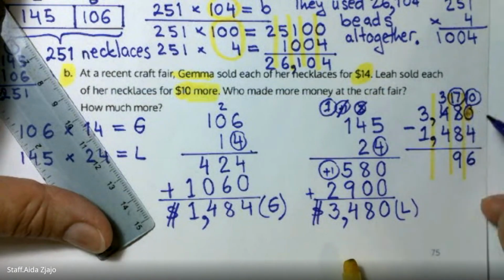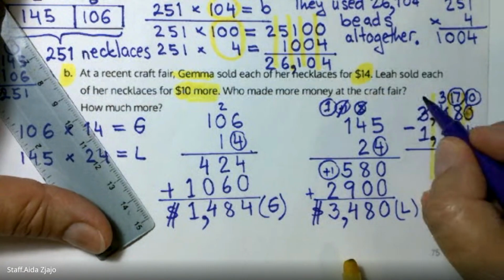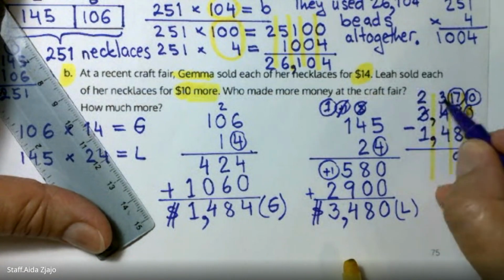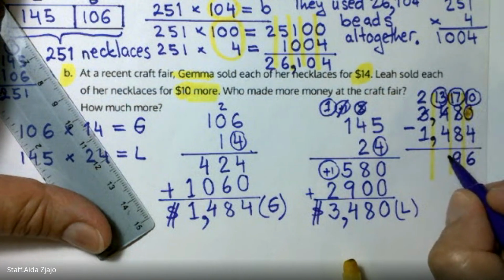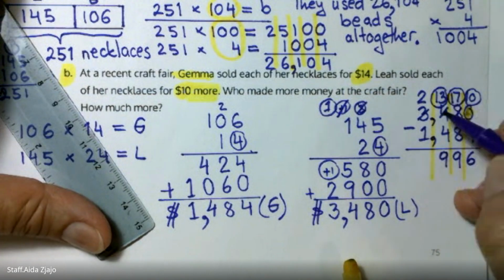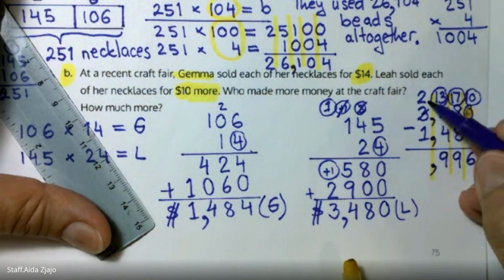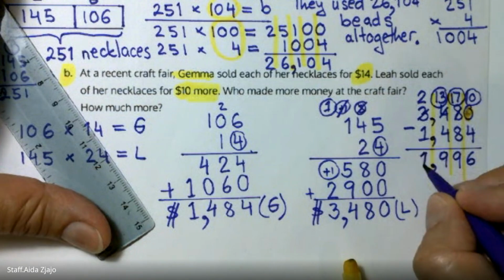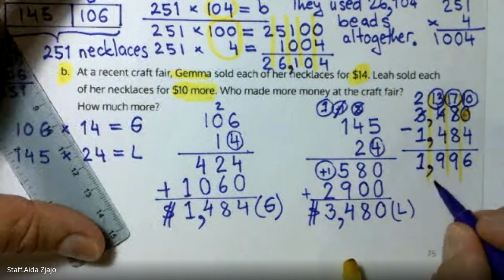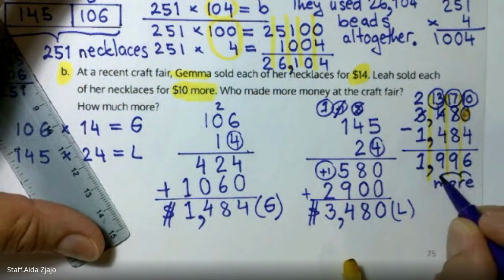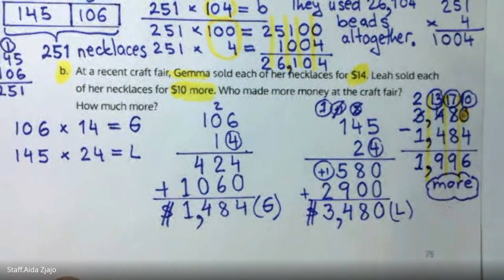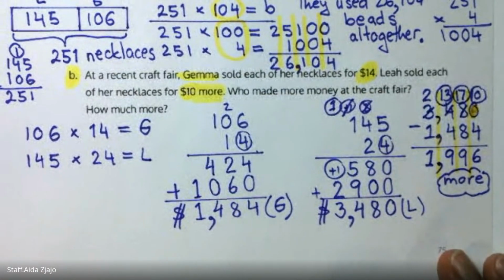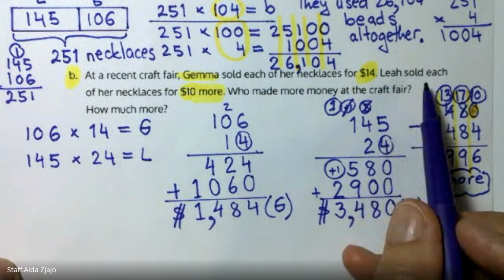3 minus 4 doesn't work. I have to regroup the thousands. So 3 plus 10 is 13. So 13 minus 4 is 9, because 9 plus 4 is 13. And then, comma, 2,000 minus 1,000 is 1,000. So this is more. Okay, how much Leah did more than Gamma.